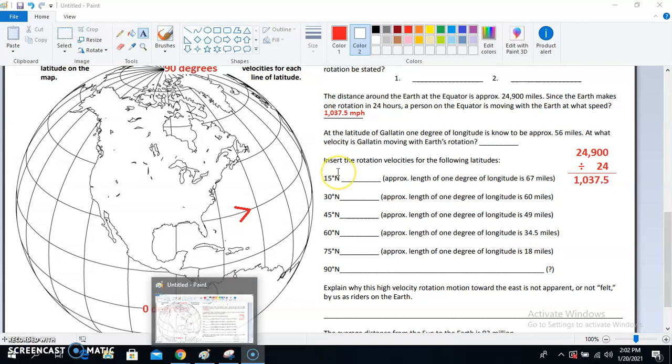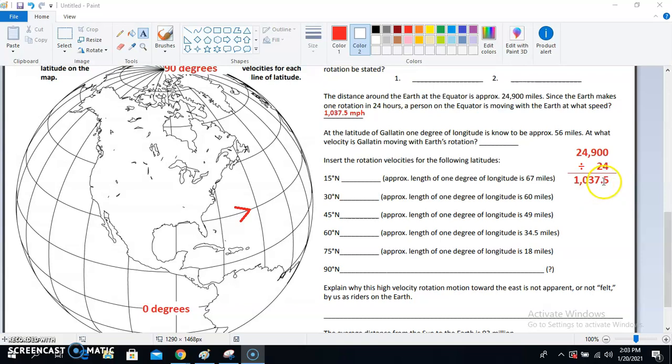Okay, so here we are, gang. I've gone back in here and essentially solved this problem for you. So looking at 24,900 miles around the equator, a full rotation on the axis takes 24 hours. So I divided the first by the second, and this gives us a rotational velocity of Earth at the equator of over 1,000 miles an hour.